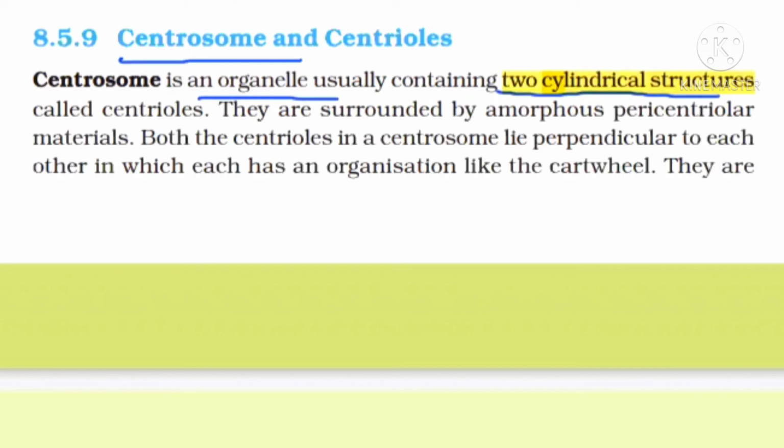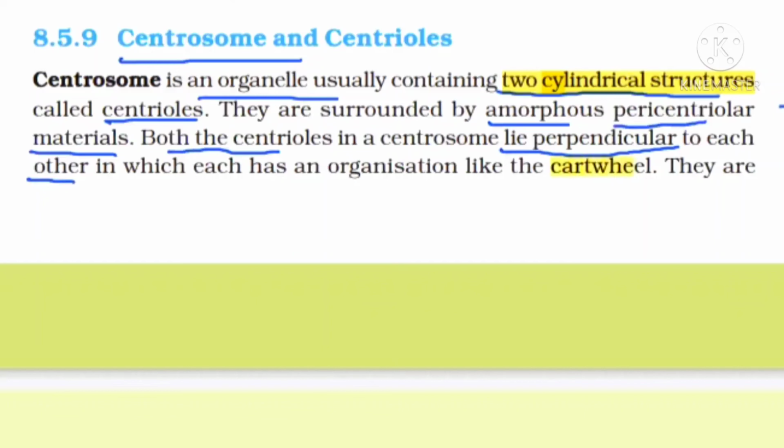And these two cylindrical structures are known as centrioles. And they are surrounded by amorphous pericentriolar material. Is it clear? Both the centrioles, it means one centrosome has two centrioles and they lie perpendicular to each other at 90 degrees to each other. Okay, beta? This is the way you have to remember. And this arrangement is known as cartwheel arrangement. This is again a question area, I'm highlighting it.